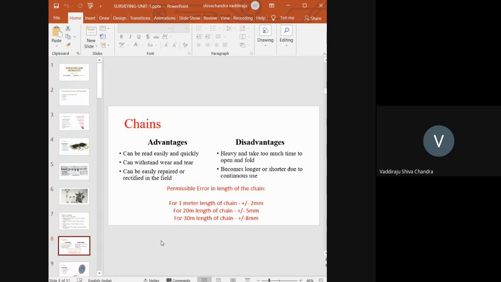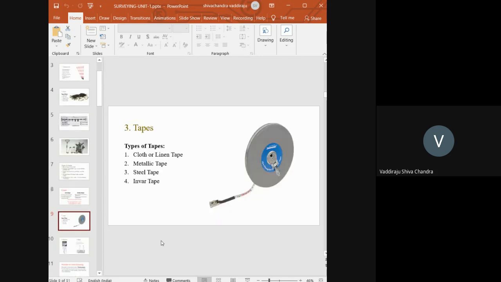So you need to do this first check whenever you are using a chain, because the chain gets degraded day by day when you are using it continuously. Okay. So these are the advantages and disadvantages of the chain and the permissible errors. The next one is the tape.